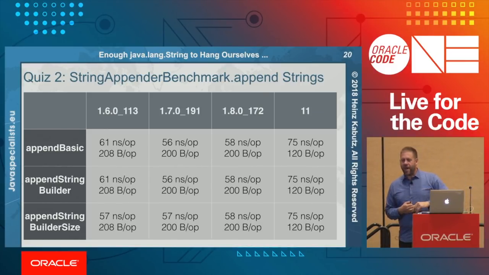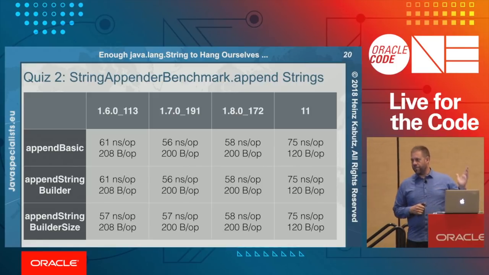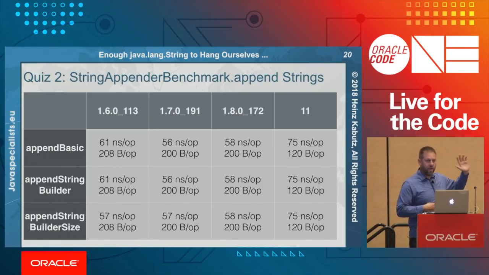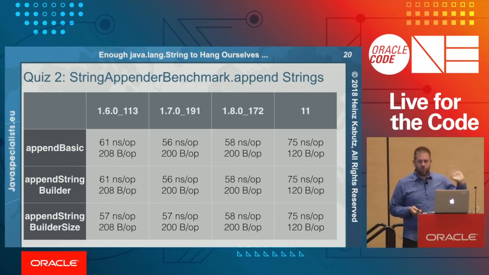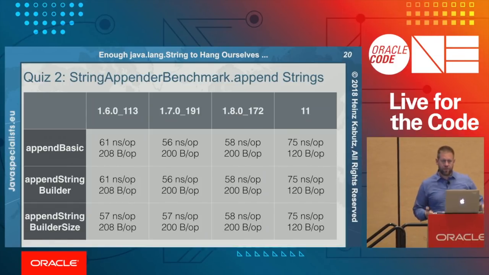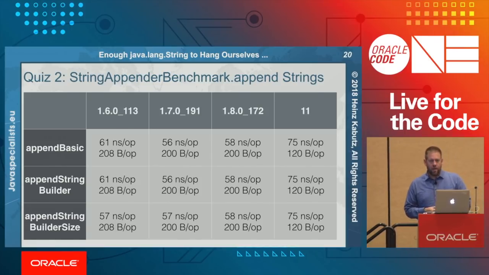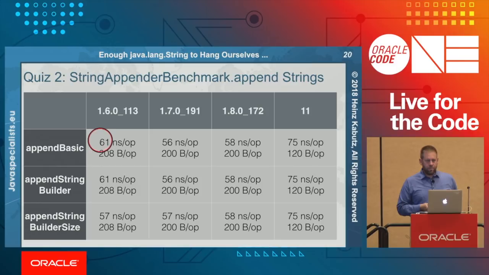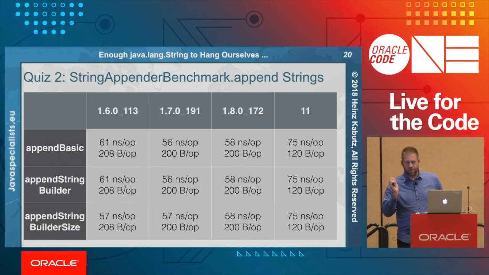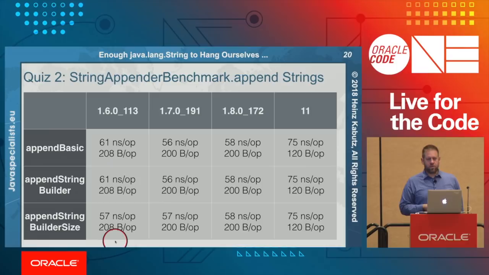And it didn't matter from Java 1.6, if you use optimized string concat, from Java 1.6 up until Java 11, it's all exactly the same speed. And so what these figures mean, first of all, the difference between 61 and 57, that's just a rounding error. That's not significant. But it's all exactly the same number of bytes. So you can see it's compiling it to the same.